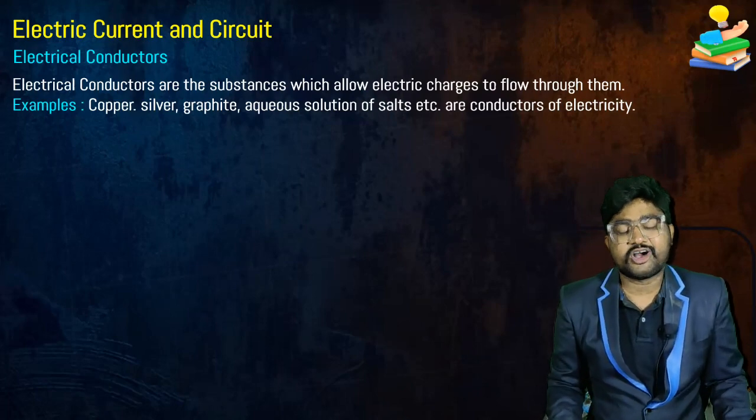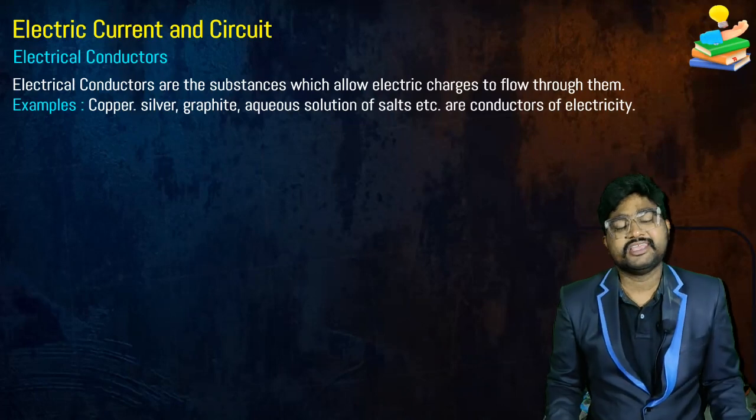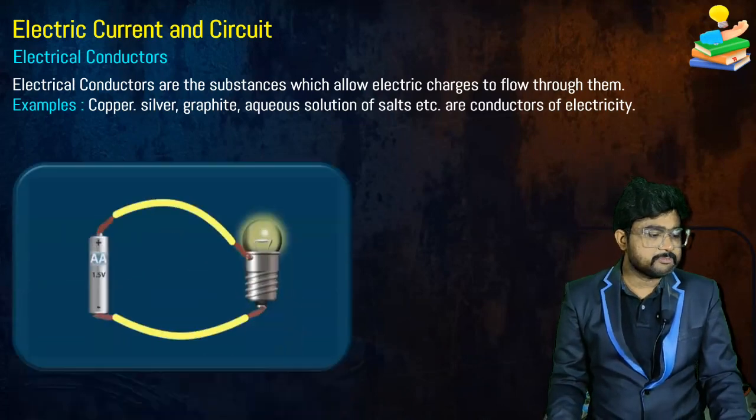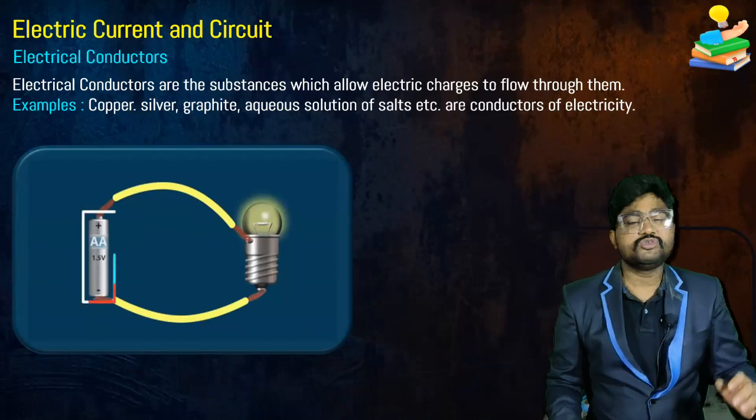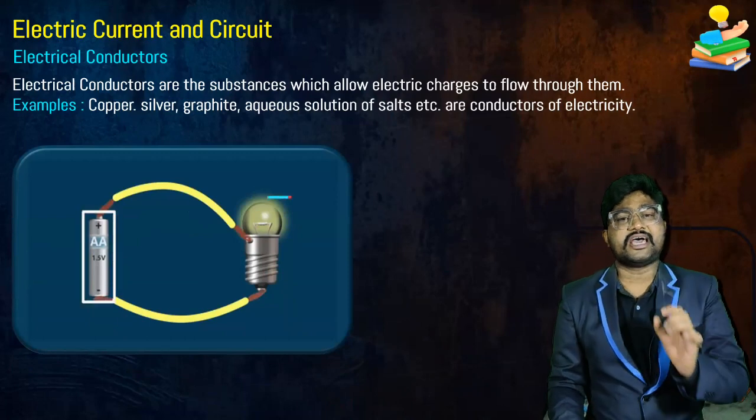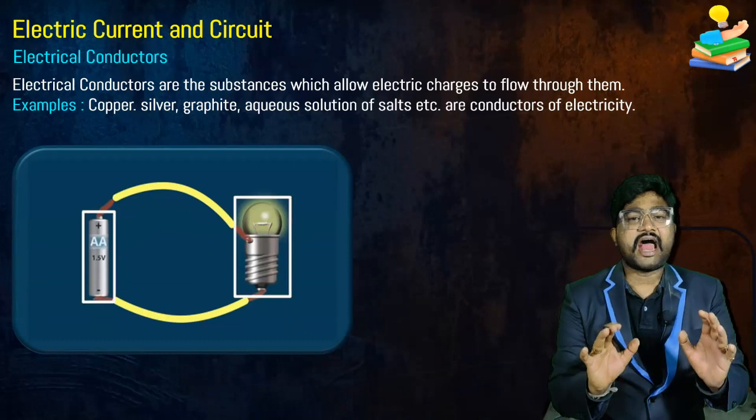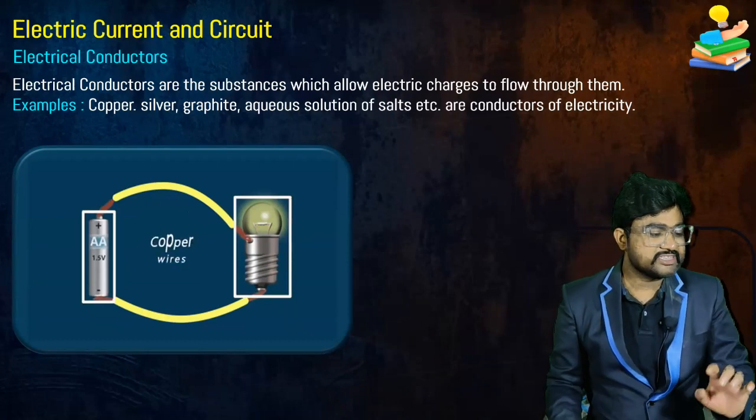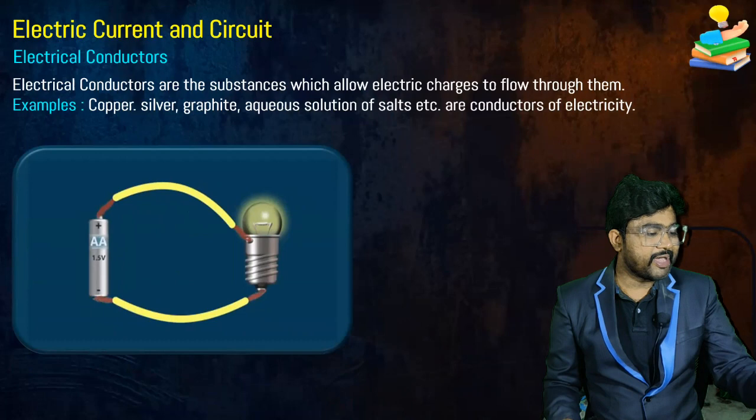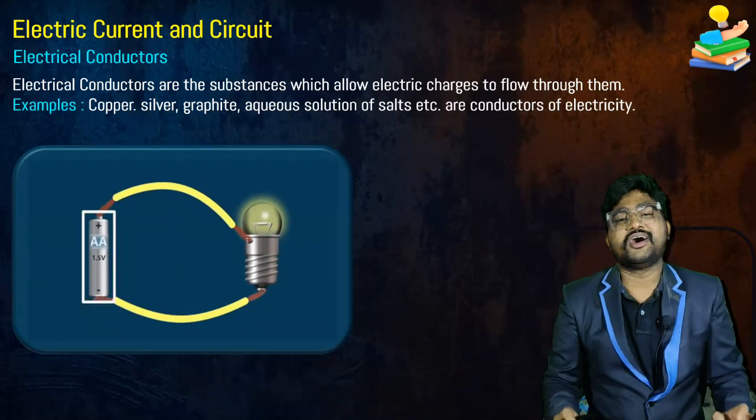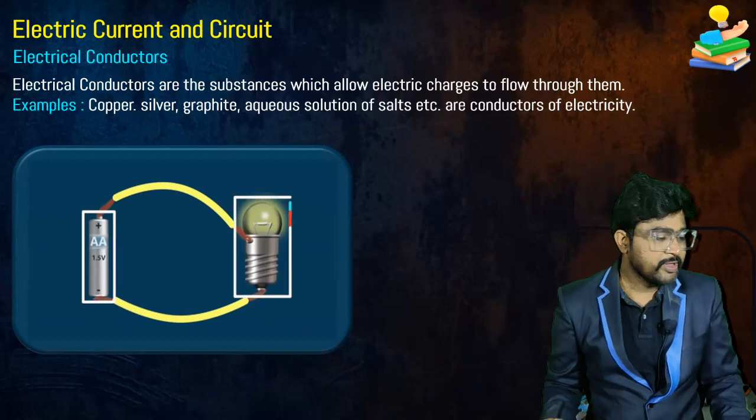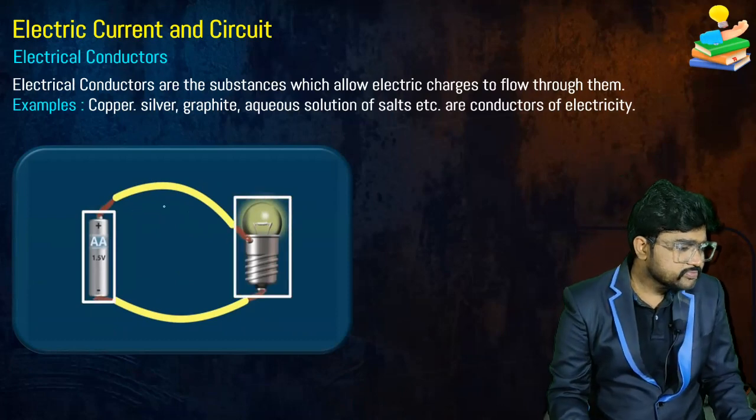Aqueous solution of salt also acts as an electric conductor. Just observe here, I want to light the bulb. For that, I am using a battery. The battery has a positive terminal and a negative terminal. You can see the bulb is connected using copper wires. Copper wires can allow the electric charges to flow. Just see the connection.